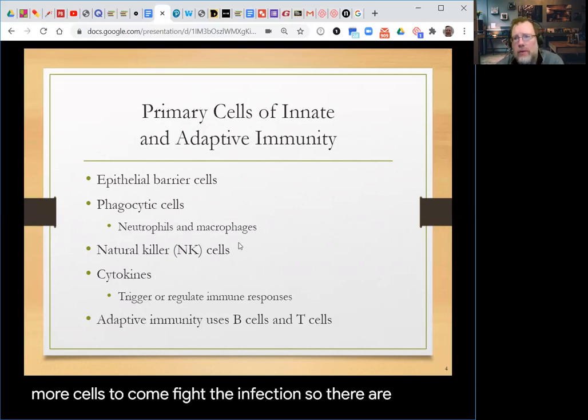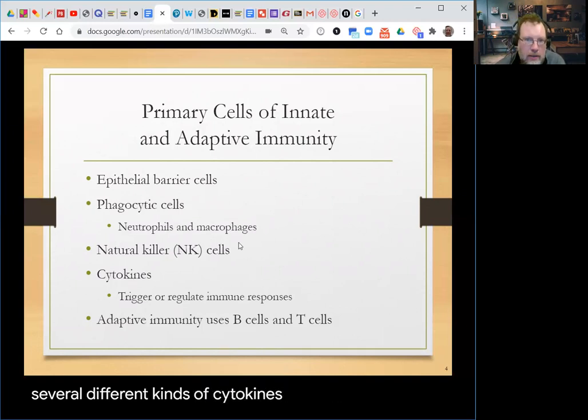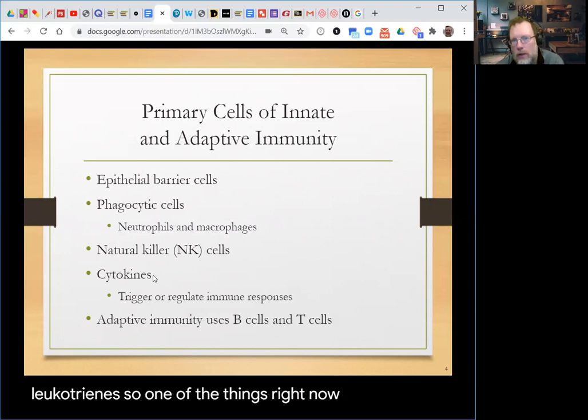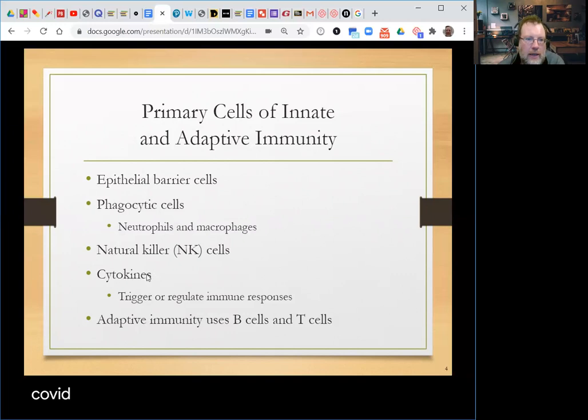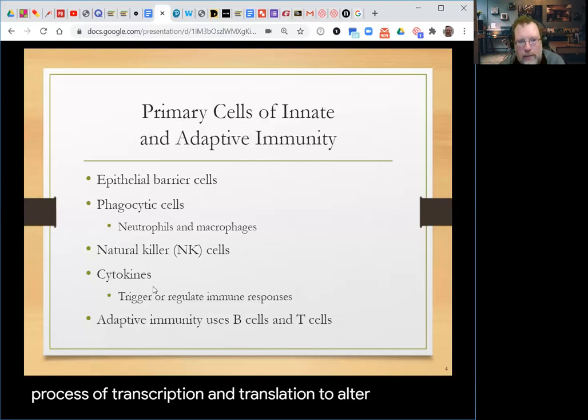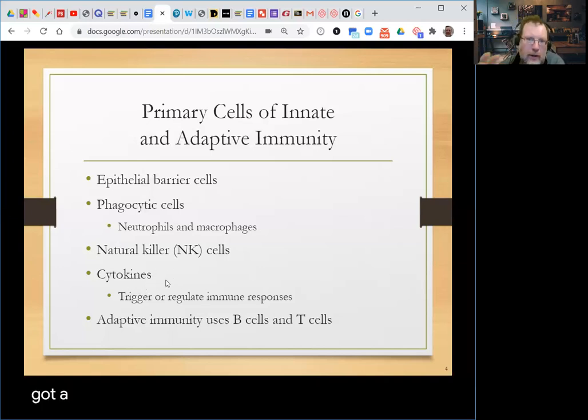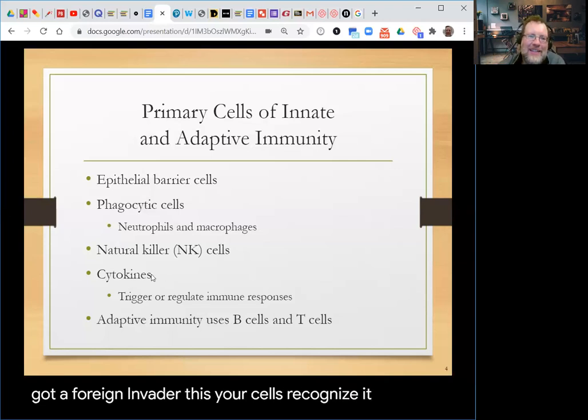So there are several different kinds of cytokines: interferons, interleukins, leukotrienes. One of the things right now with COVID-19 is we're seeing what's called a cytokine storm. So the COVID virus has its own RNA, doesn't even have to necessarily go to the nucleus of a cell to start the process of transcription and then translation to alter the structure and function of some of these, especially these mucus-producing cells in the lungs. So what that infection does is it triggers a cytokine storm. We've got a foreign invader. Your cells recognize it and trigger the storm.